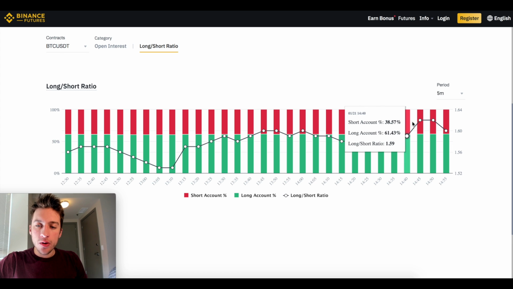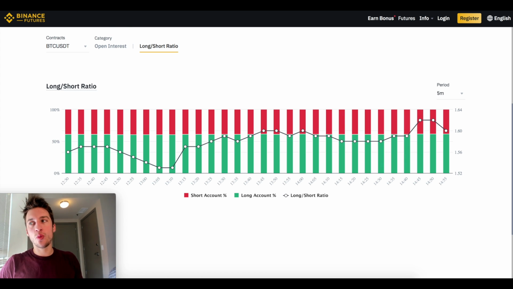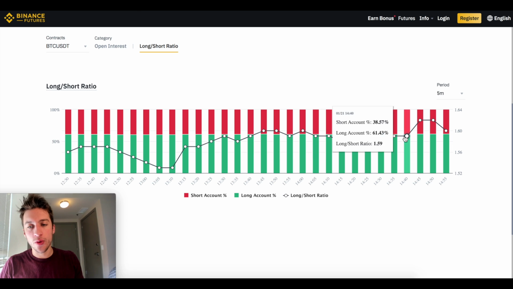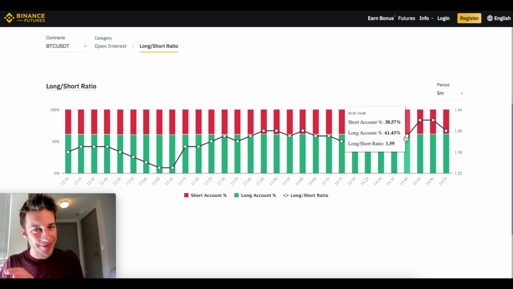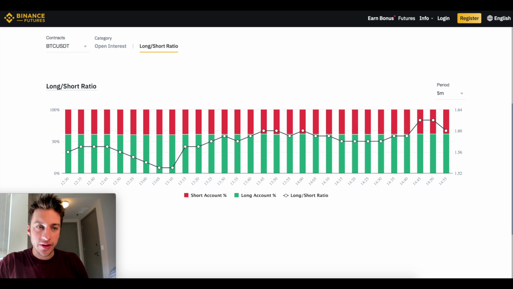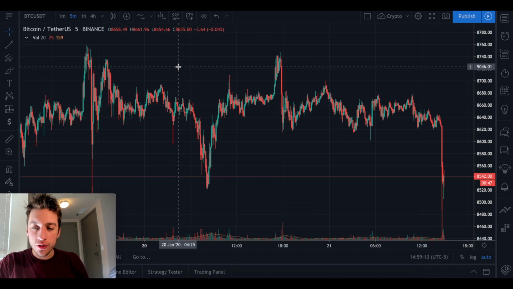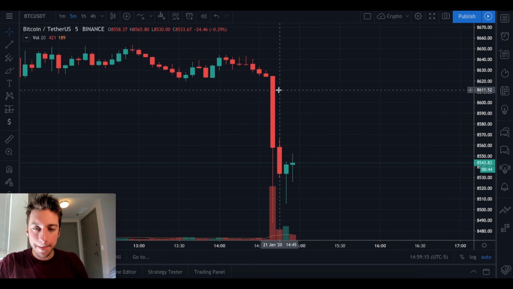Look here. We went from a long-short ratio of 1.59 up to 1.62 at 14:40 to 14:45. So let's say, what could we have done at 14:40? Well, first of all, before I show you what had happened, what do you think you should have done? Short or long? Right here. The answer is short. At 14:40, this actually preceded the fall.